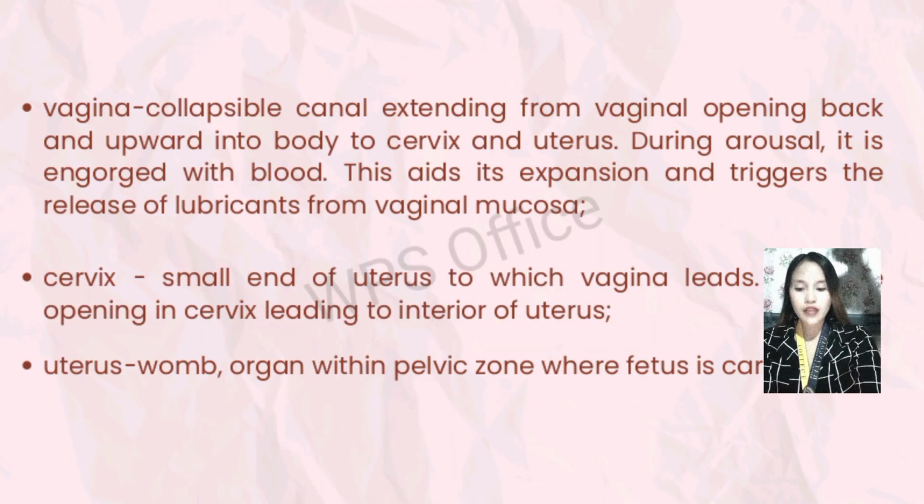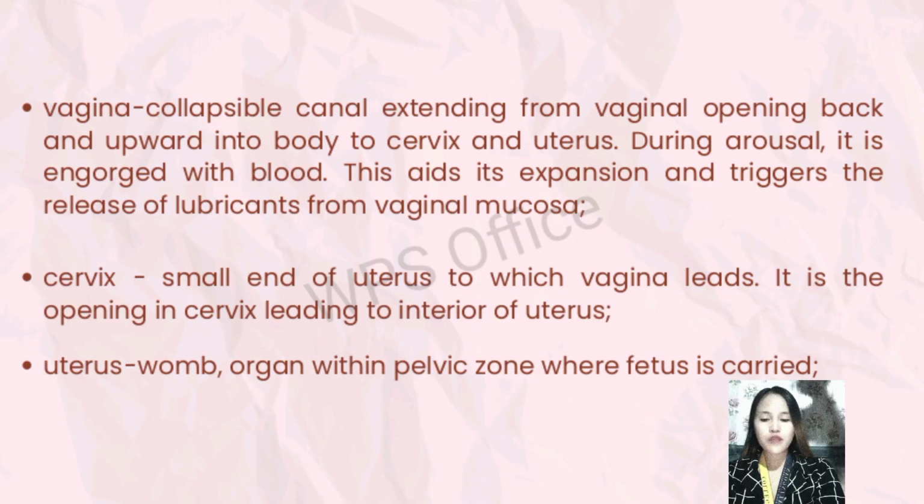First, vagina, collapsible canal extending from vaginal opening back and upward into body to cervix and uterus. During arousal, it is engorged with blood. This aids its expansion and triggers the release of lubricants from vaginal mucosa. Cervix, a small end of uterus to which vagina leads. It is the opening in cervix leading to interior of uterus. Uterus, womb, organ within pelvic zone where fetus is carried.